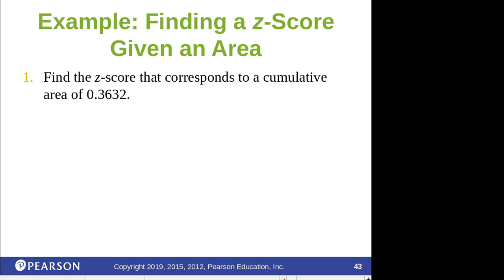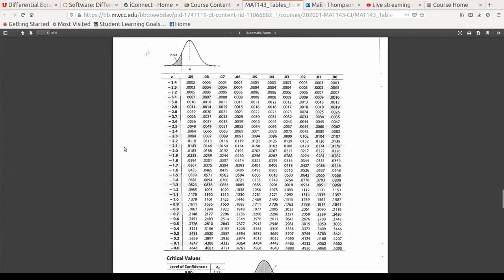And so what we have to do is we have to look at our table on the inside, in the middle of all the material in the table. So let's look at our table here. And I come to, so I'm looking for the value of 0.3632. Well, down here is 0.3594, 0.3632. So it represents this value.